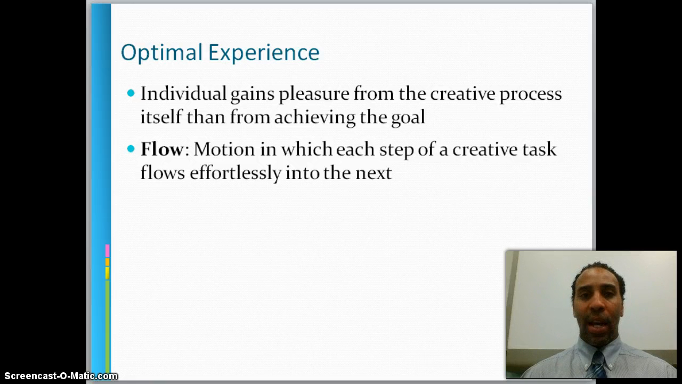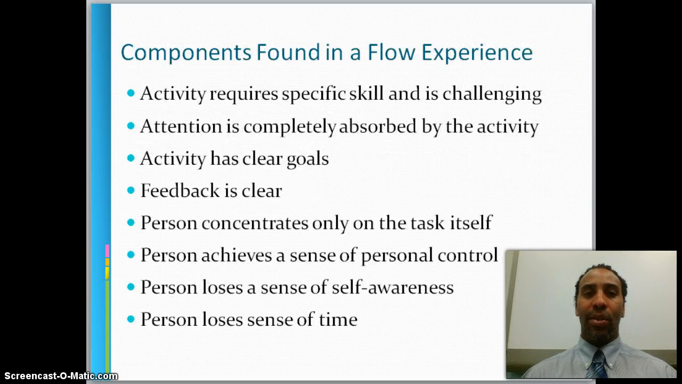I'm writing everywhere, and I'm putting this thing together just because my creative abilities are heightened, and I'm running and flowing very smoothly. So that flow is a very optimal experience. So, components found in a flow experience. The activity requires specific skill and is challenging, right? So you have to have a certain type of skill, and it needs to be challenging.